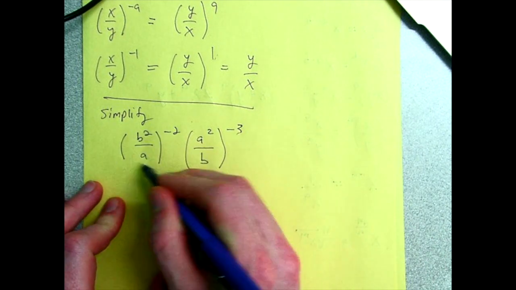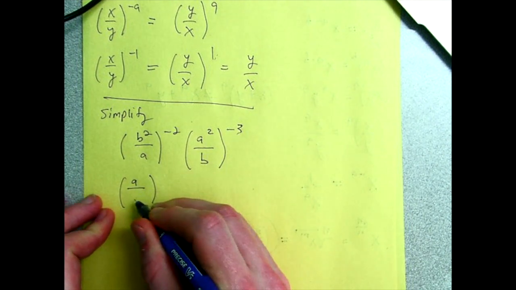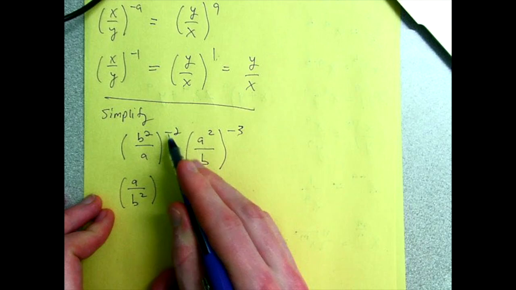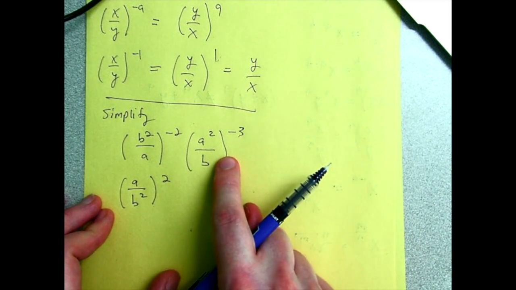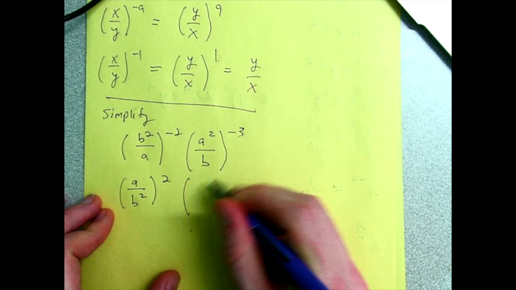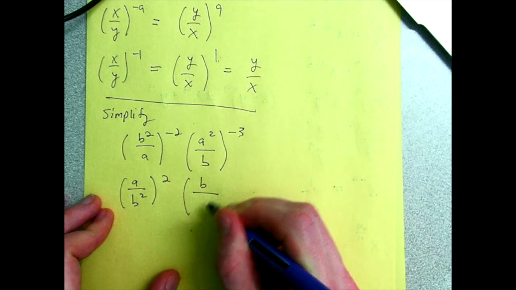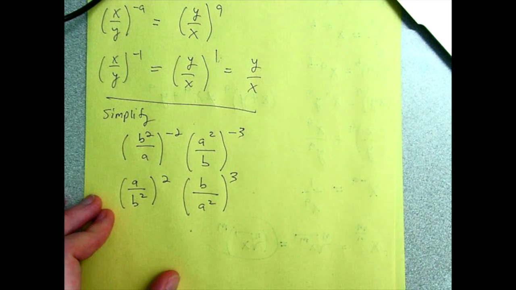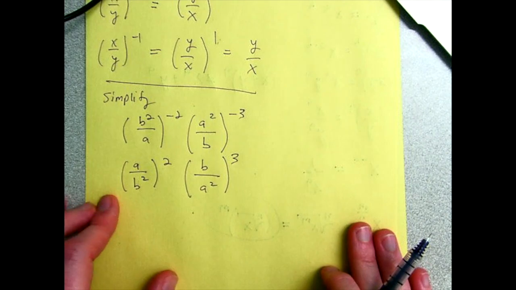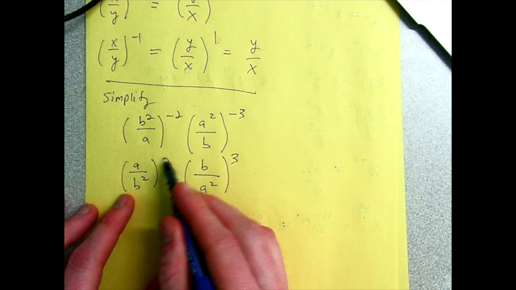So let's just take this fraction, flip it upside down. So that gives me a over b squared, and now I can make the exponent positive. So that's going to be positive 2. And I can do the same thing over here, right? I can just flip this fraction upside down because I've got a negative exponent here. That gives me b over a squared raised to the positive 3, right? At least now we have no negative exponents, which is an improvement. Negative exponents suck. All right, so now what we have to do is sort of distribute this 2.